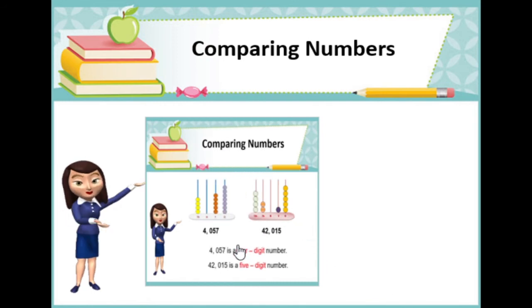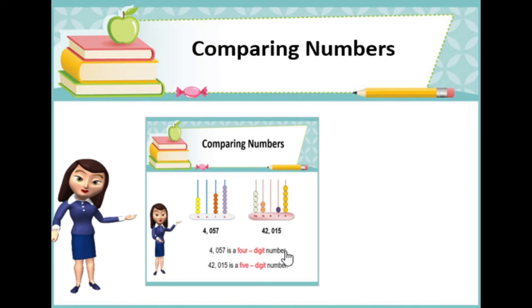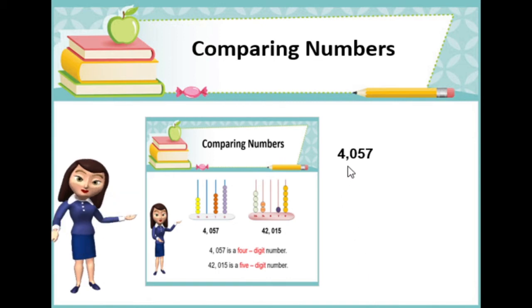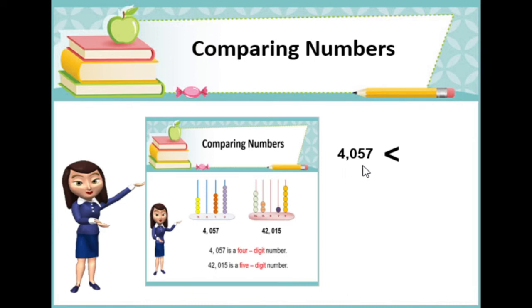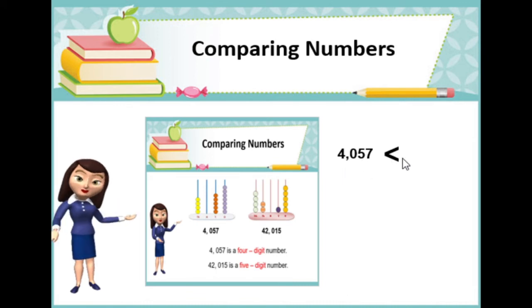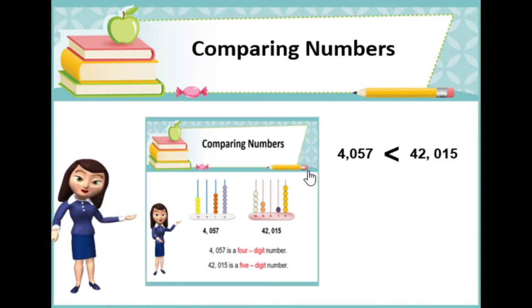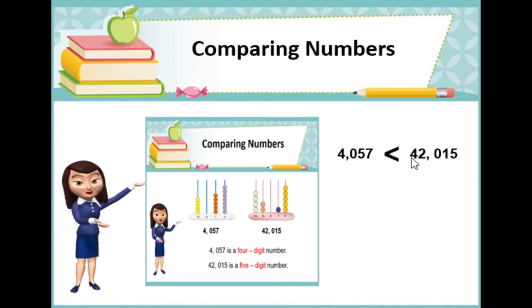In here, we said 4,057 is a 4-digit number, while 42,015 is a 5-digit number. If we look at 4,057, 4,057 is less than 42,015. 4,057 is smaller than 42,015.